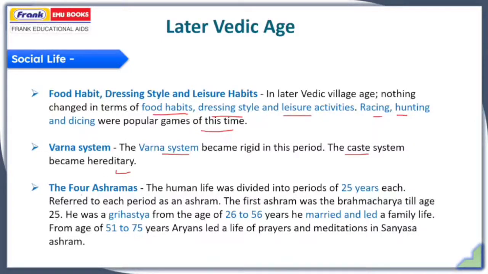The entire life of a man was divided into 4 ashrams. The first ashram was the Brahmacharya till the age of 25. It was considered the student life. Next was the Grihastha ashram, which started from 26 to 56 years, in which a man is supposed to get married and lead a family life. From the age of 51 to 75 years, Aryans led a life of prayers and meditation in the sannyas ashram.